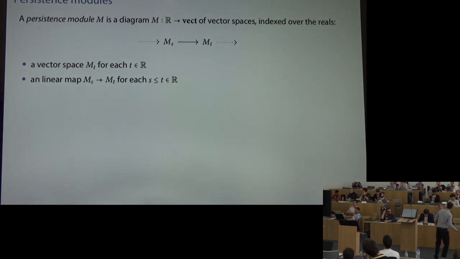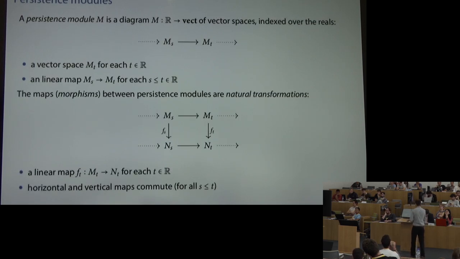Well, maybe let's just first summarize what persistence modules are and what their maps are. So this is very similar to the previous slide. We have a diagram of finite dimensional vector spaces indexed over the reals, one for each real number, one linear map for each pair of real numbers. There's a notion of map, or morphism, between such persistence modules. And that's this ladder-shaped diagram, right? So the persistence module is just a single real line, if you want, a linear sequence of vector spaces.